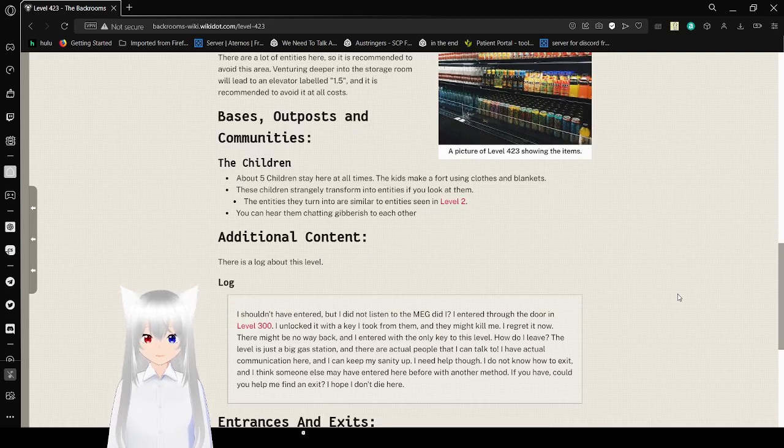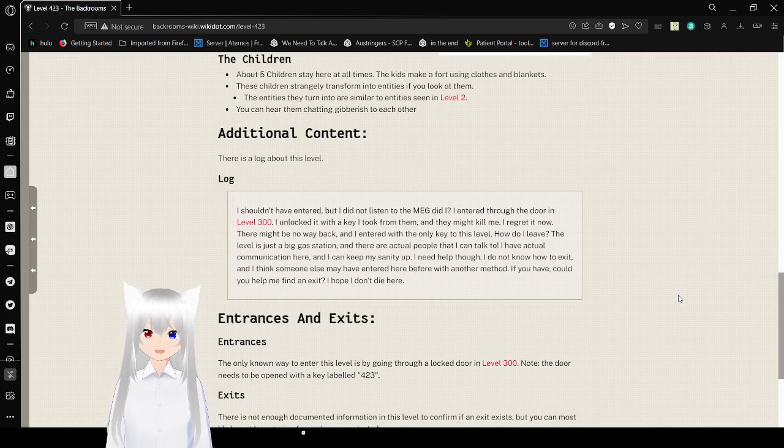Bases, outposts, and communities. The children. About 5 children stay here at all times. The kids make a fort using clothes and blankets. These kids strangely transform into entities if you look at them. The entities they turn into are the seventh entity seen in Level 2. You can hear them chatting gibberish to each other.